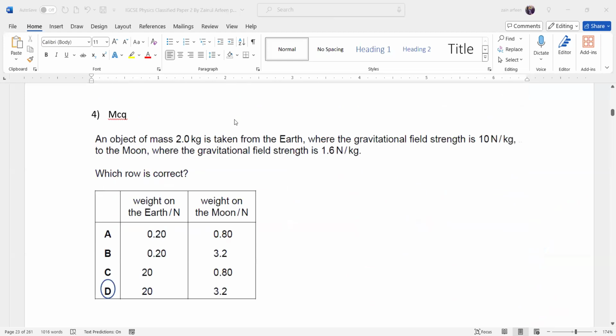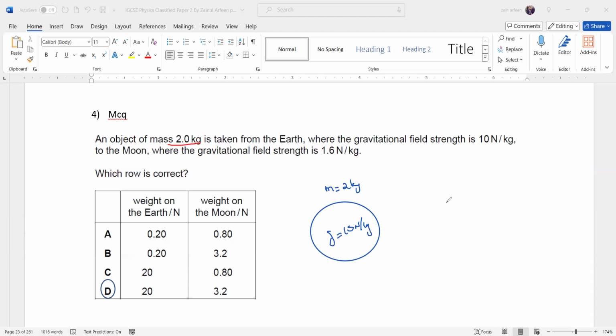Then in question 4, an object has a mass of 2 kg on Earth. So there is an object and the mass of this object is 2 kg. And the gravity of the Earth is 10 Newton per kg. These are from old past papers. In the recent past papers, the gravitational field strength should be 9.8, but because this is before that, it is written as 10 Newton.